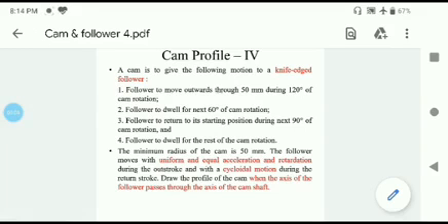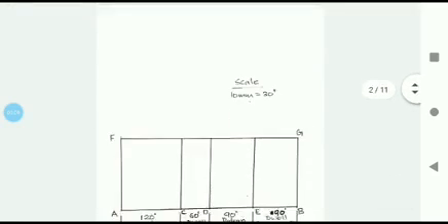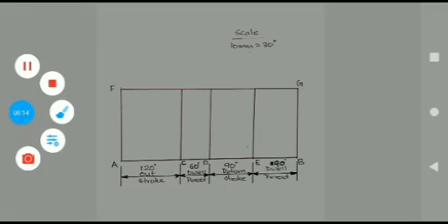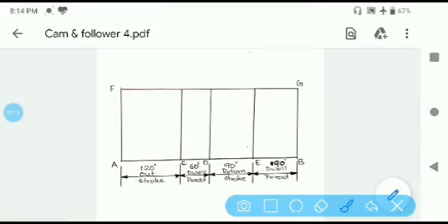Now we will discuss how to draw the displacement diagram. So the procedures are same as before. First you need to draw the x-axis which represents the cam angle, the total angle of 360 degree, and the y-axis represents the stroke length of the follower. You can use the same scale that you have used in the previous question.